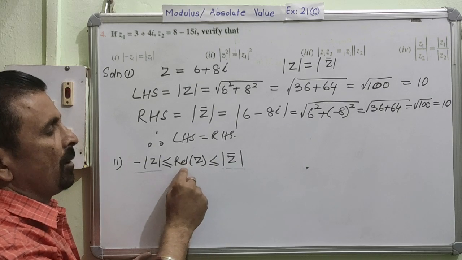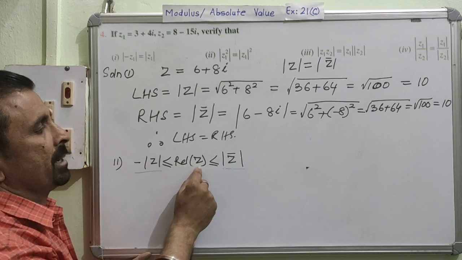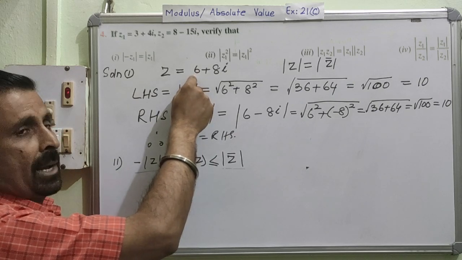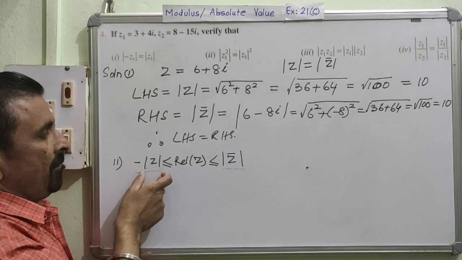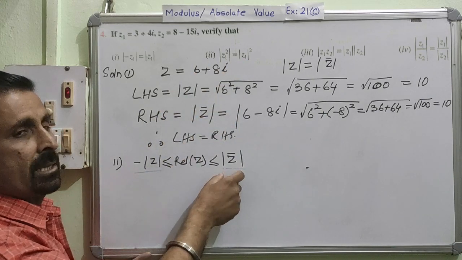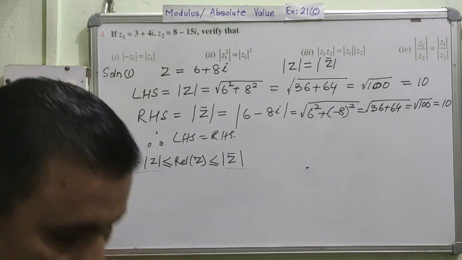The value of the real part of the complex number is 6. This is the real part of the complex number, which is equal to 6, right? According to this statement, the value of this part should come less than 6 and the value of this part should come more than 6. So let us check whether it is coming or not.